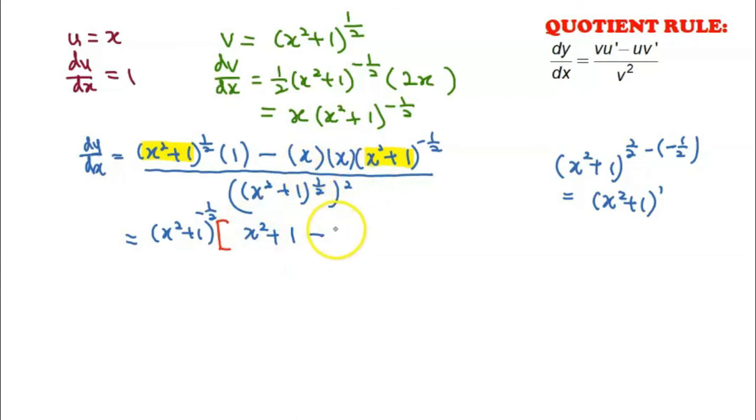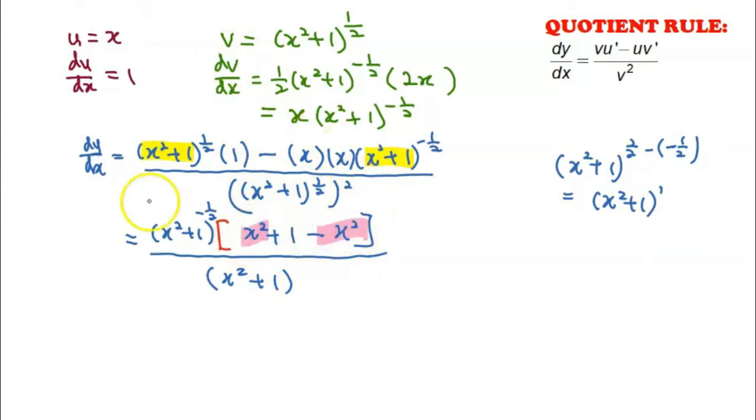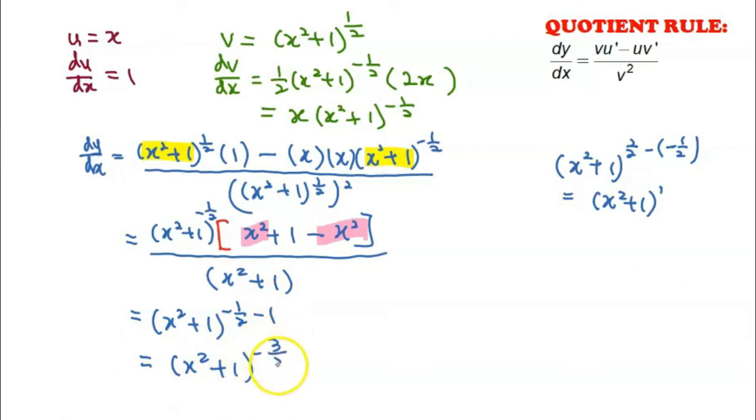Minus x squared. x squared plus 1 to the power of 1 over 2 times 2 equals 1. Notice that x squared can be minused off with x squared, leaving the final answer: x squared plus 1 to the power of negative half divided by x squared plus 1 means minus 1, which equals x squared plus 1 to the power of negative 3 over 2.